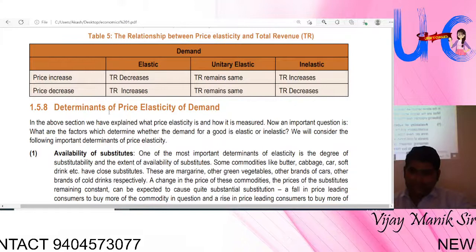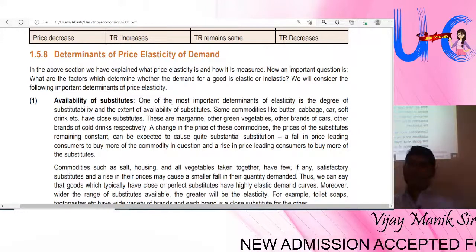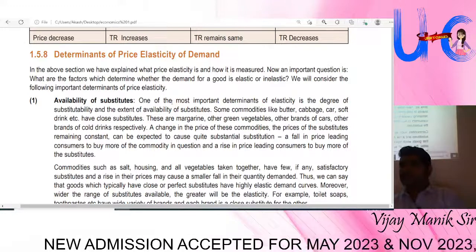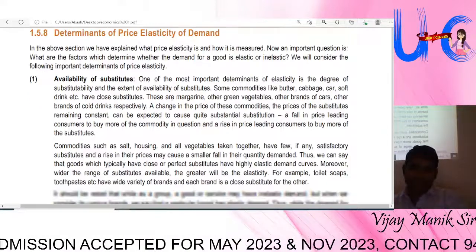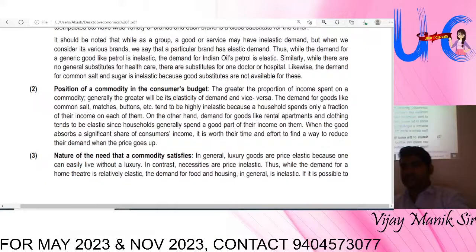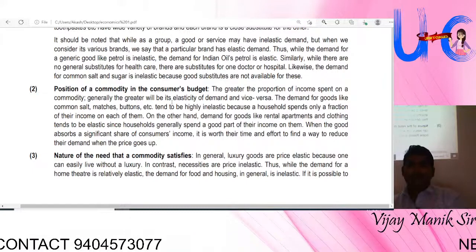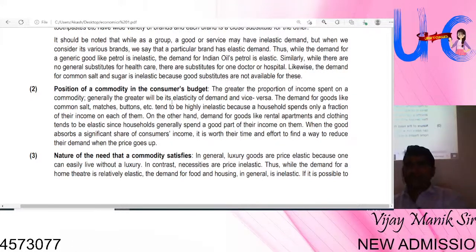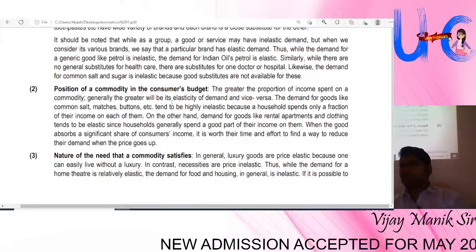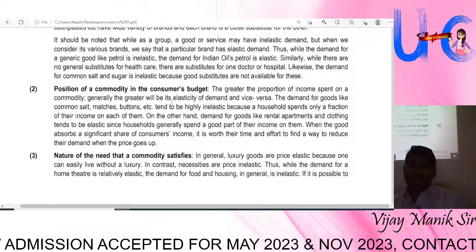The determinants are availability of substitutes: whether a commodity's substitutes are available, or more than we imagine, is also important to learn. Position of a commodity in the consumer's budget. These things should be thought about by the producers or managers who are going to produce the commodity to be sold in the market. Before doing this they have to study all the situations in the market, otherwise their product will fail.